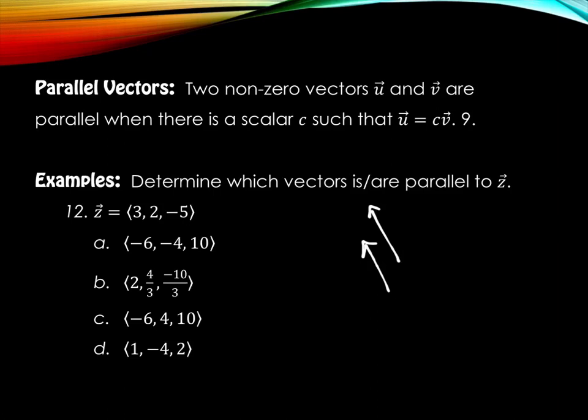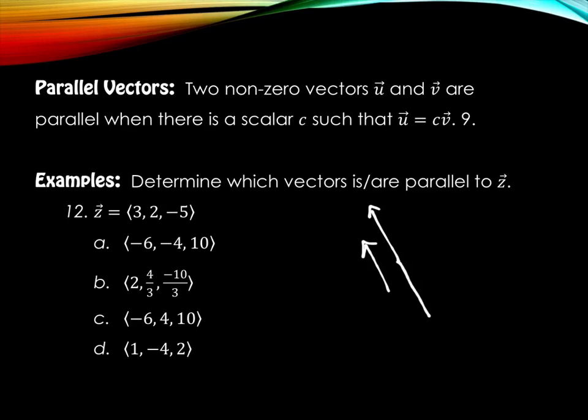Our definition of parallel is going to look a little bit different than you might expect. Two non-zero vectors u and v are parallel when there is a scalar c such that u is equal to c times v. So the difference is, while these two are equivalent, if I extended the length of one of these, the two would be parallel. Their direction is still the same, but their magnitudes are different. That's the primary difference.